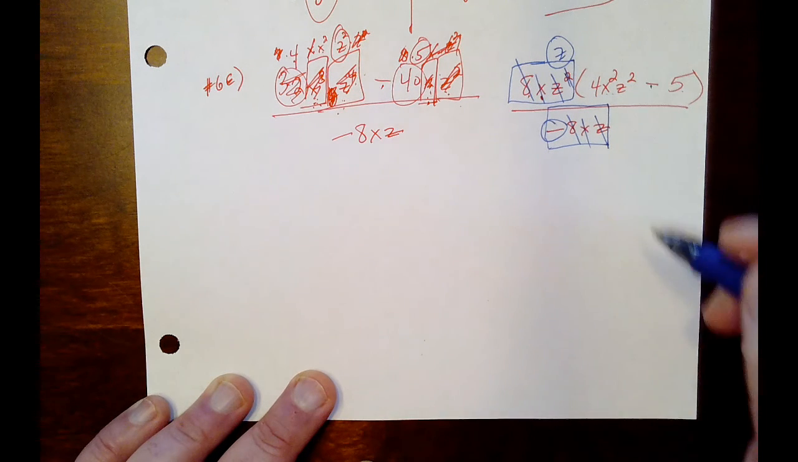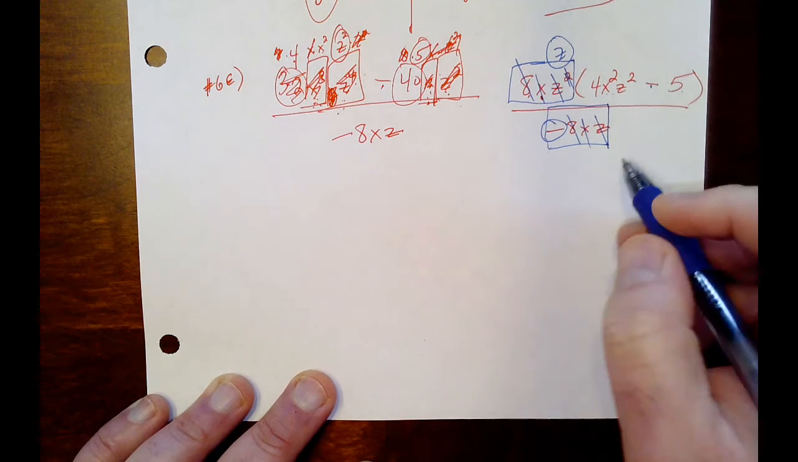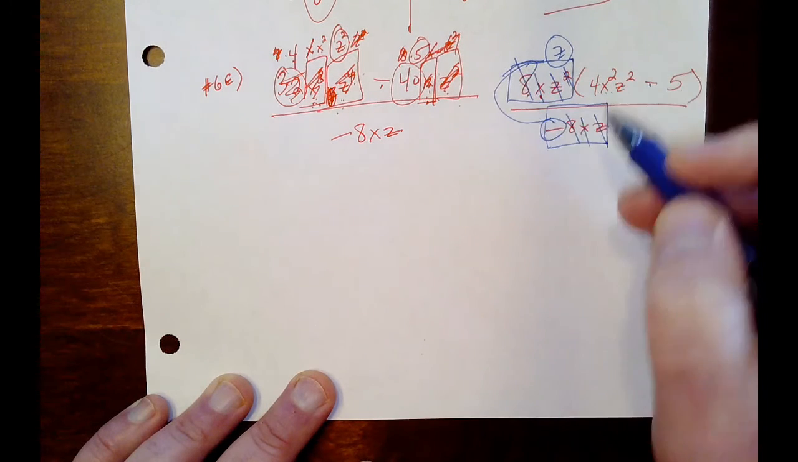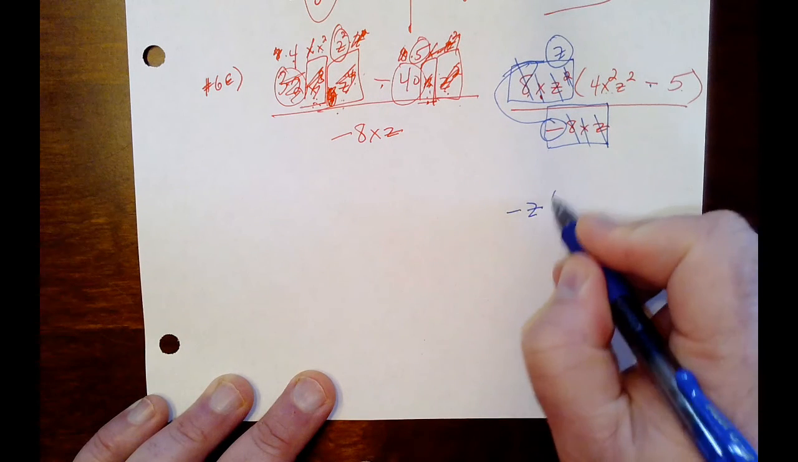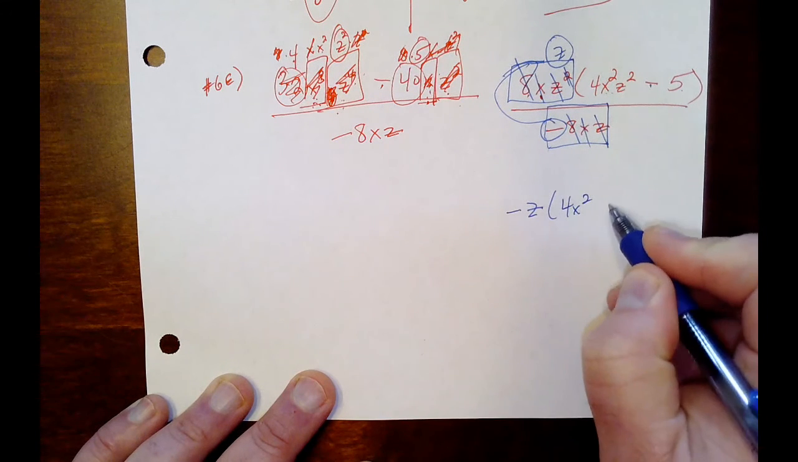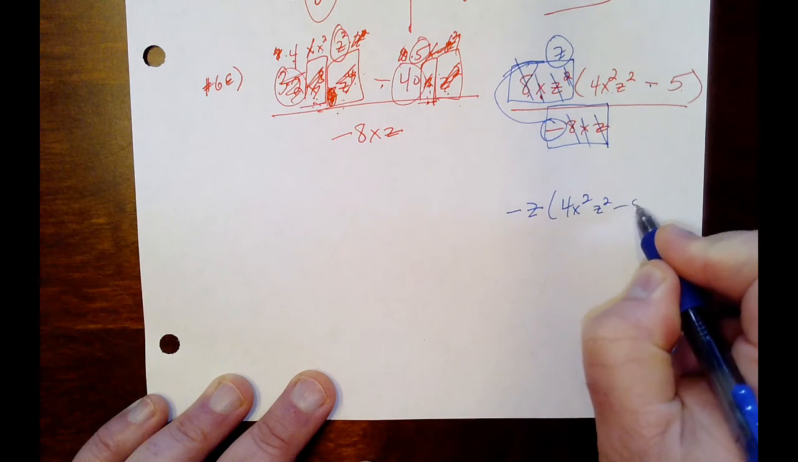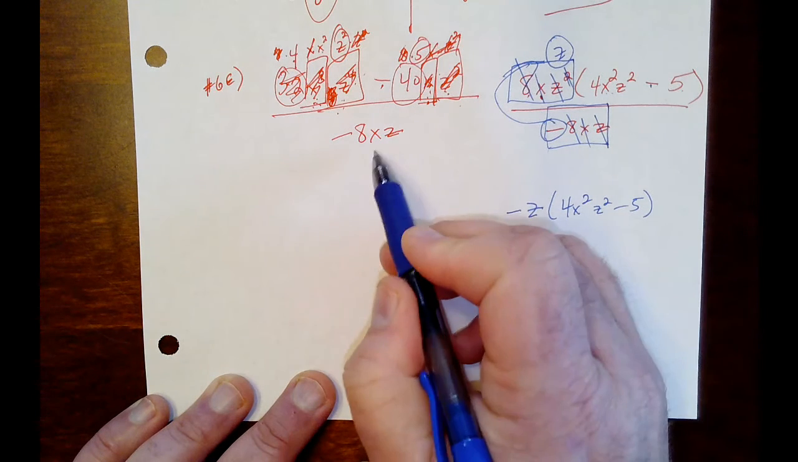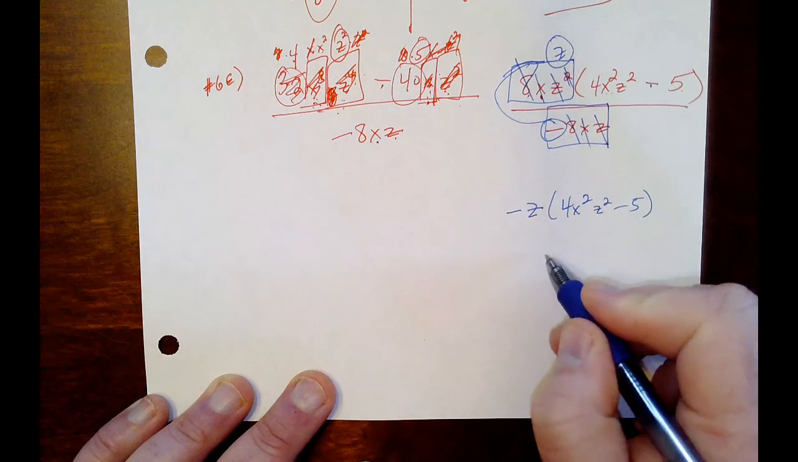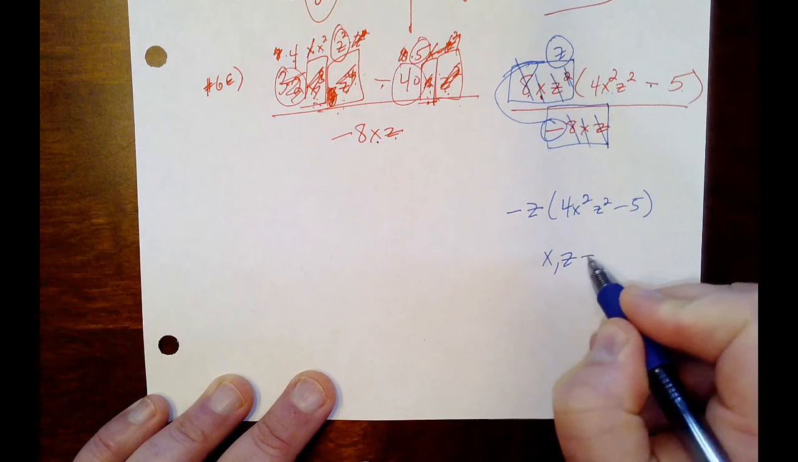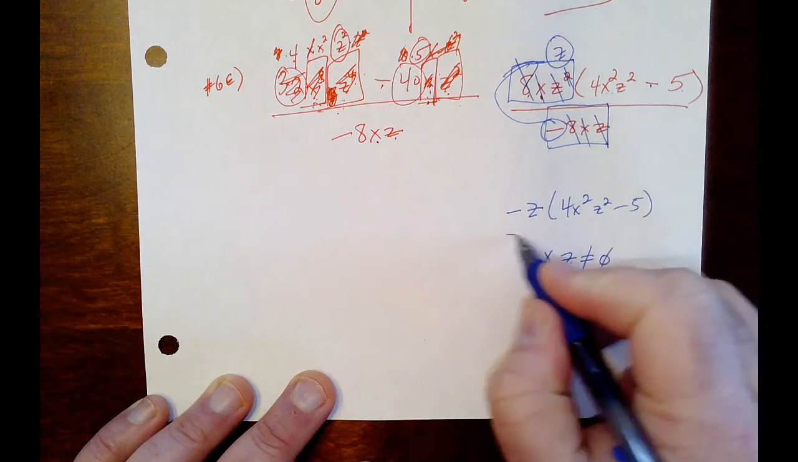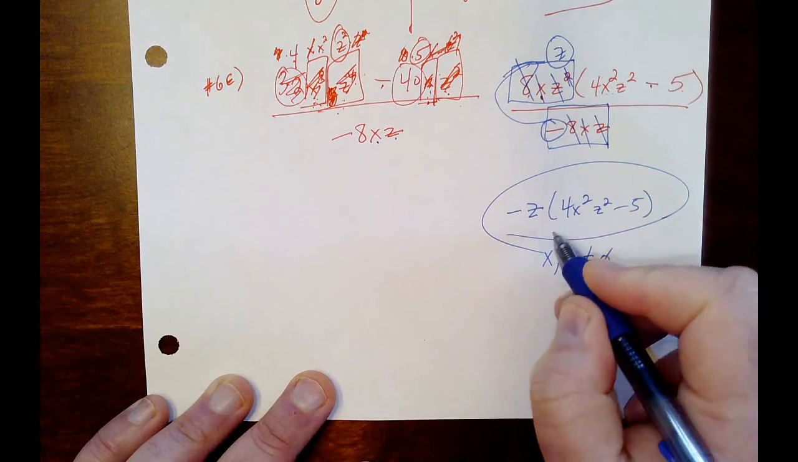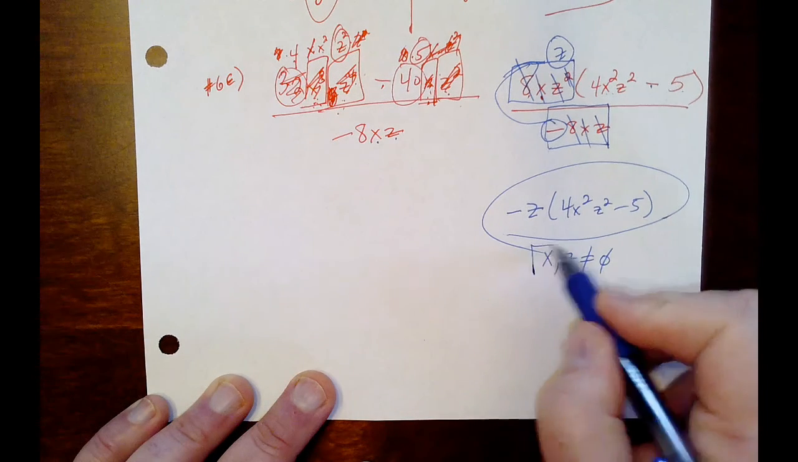So, technically what you can do here is this. You can take the minus sign and say, okay, everything on the bottom, I can shift it to the top and get negative z times 4x squared, z squared, minus 5 is my answer. But now the bottom had an x and a z to start with. So x and z, neither one of those could be 0, because we created an undefined fraction. That's your answer with that constraint.